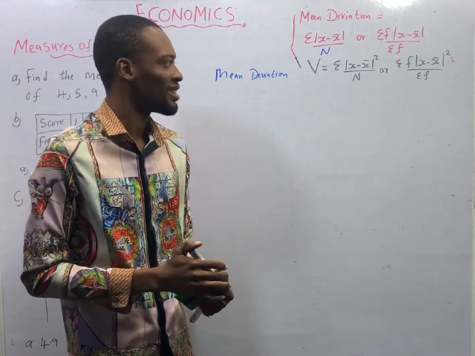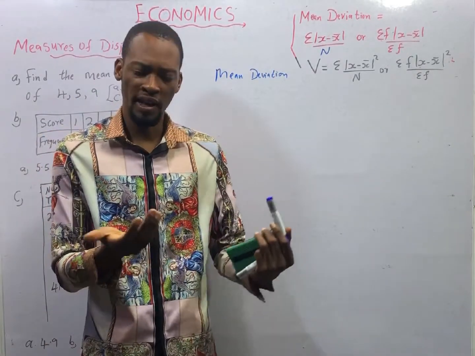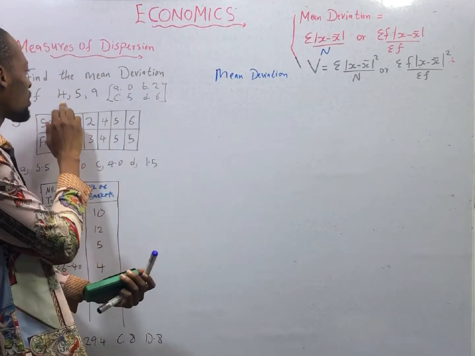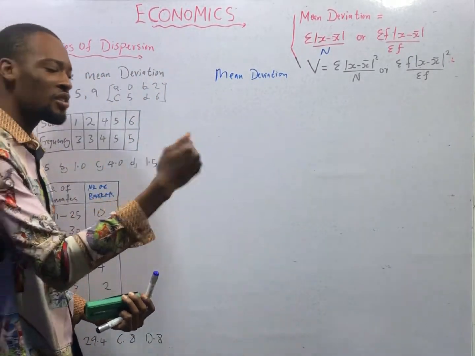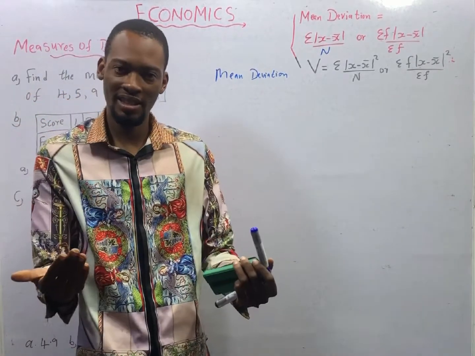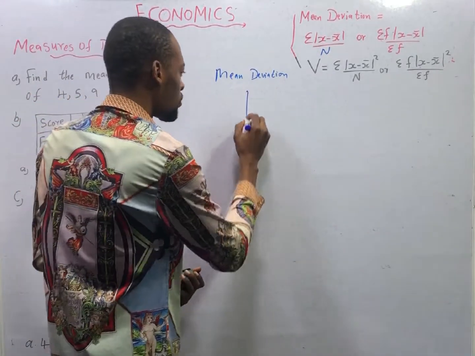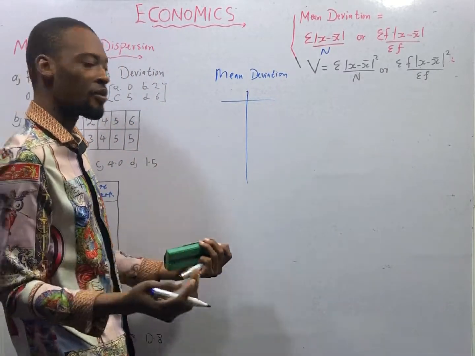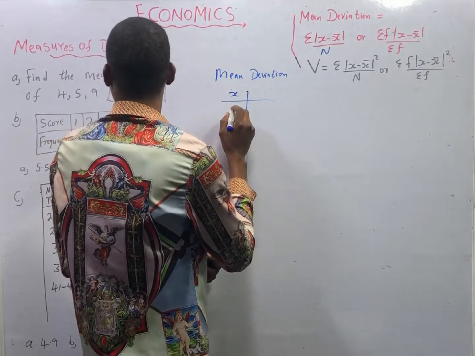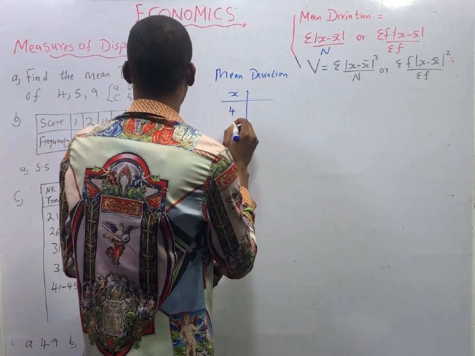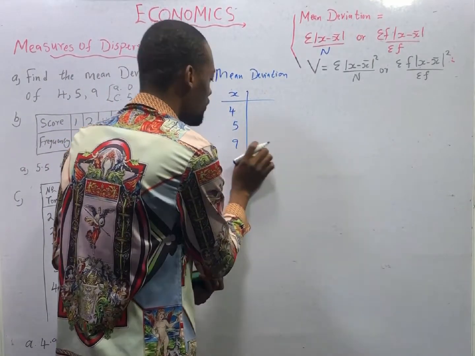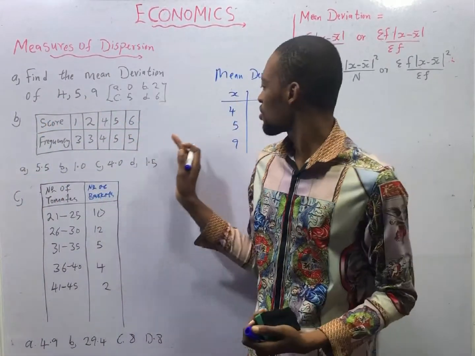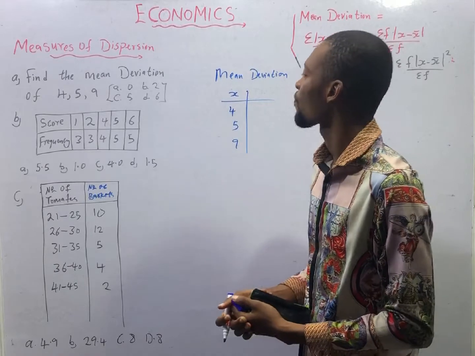Summation of s minus s bar all over n. Let's do it this way. S is actually the values. For an ungrouped data, each of the values are referred to as s. So let's do something like this, tabular form, to make life easier for us. You say s is 4, 5, and 9. If you are given a set of values, each of them is referred to as s. So this is your s.